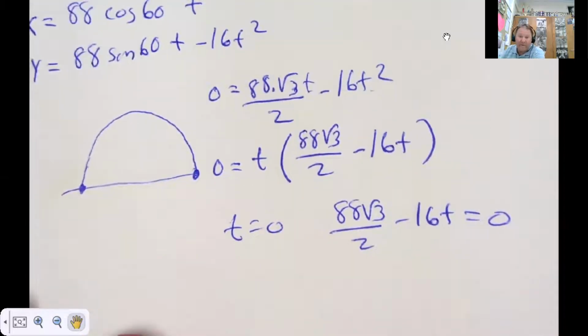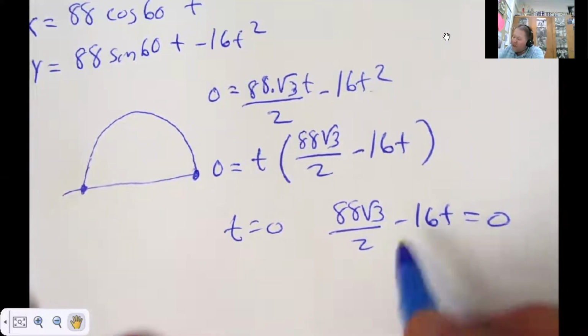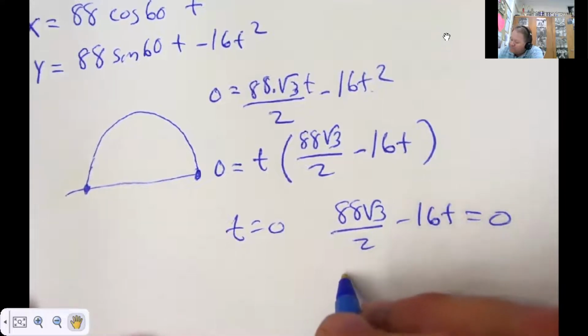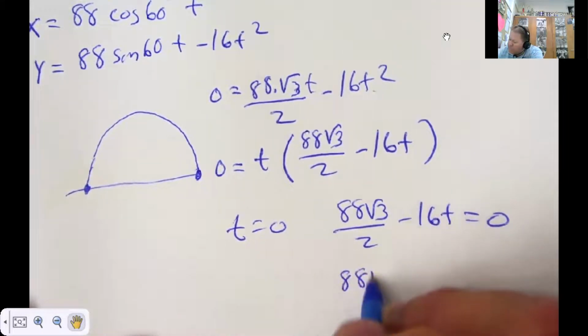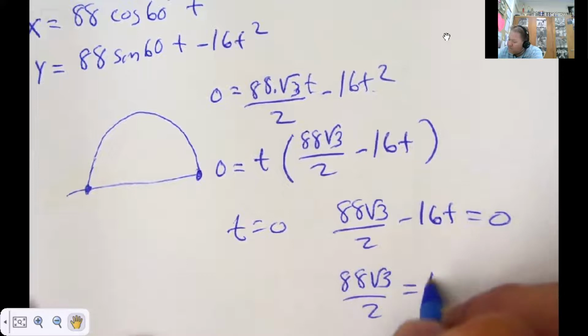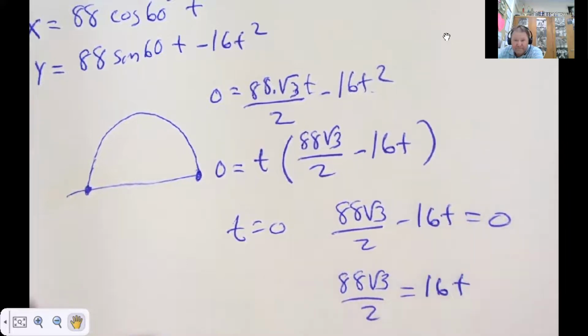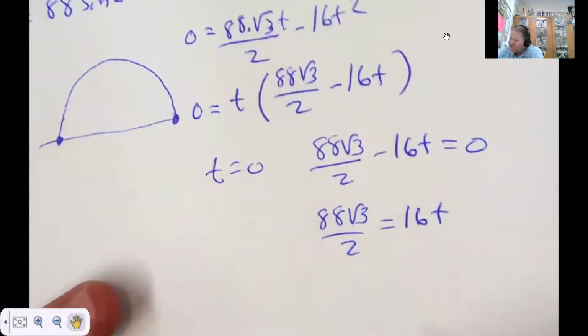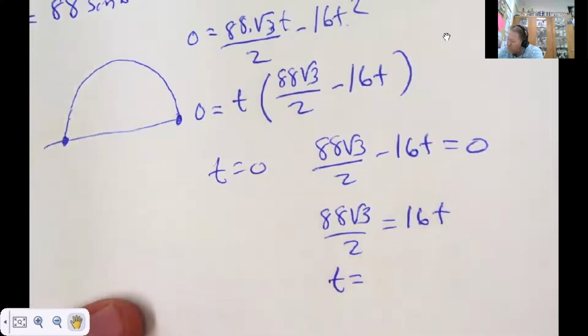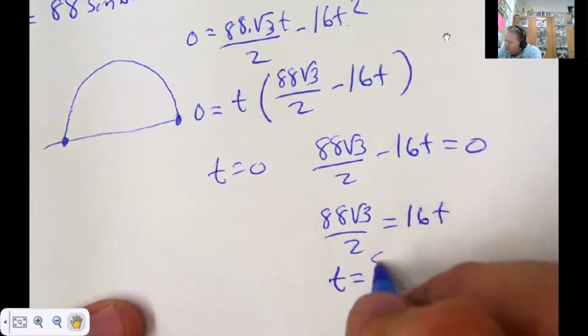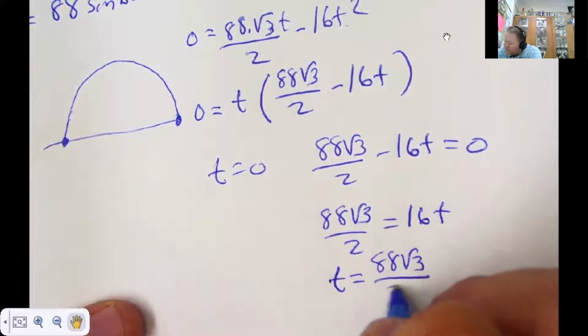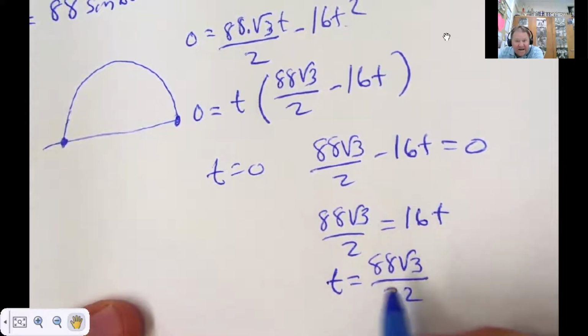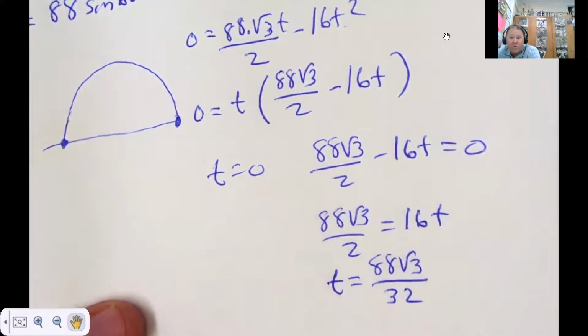I can do this without the calculator. Add 16t to both sides, and I get 88 root 3 all over 2 equals 16t. Divide both sides by 16, and t is equal to 88 root 3 divided by 32. Now, that's the time when it's going to reach a height of 0.